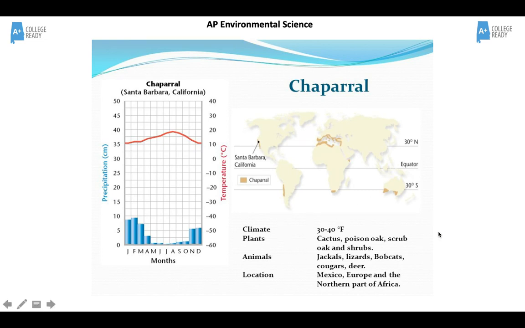Plants are going to be cacti, poison oak, scrub oak, and shrubs. You're going to find things like jackals, lizards, bobcats, cougars, and deer. And you're going to find these biomes in places like Mexico, Europe, and the northern part of Africa. You've also got a little bit down here at the bottom of Australia, the west side of South America, as well as part of the western U.S. So parts of California can be considered shrubland as well.